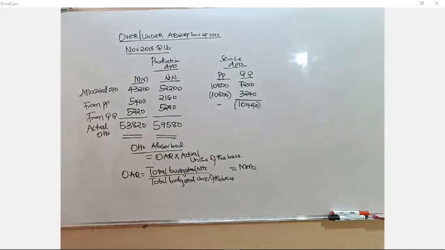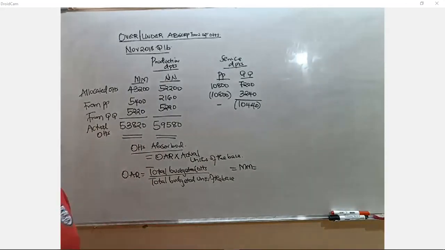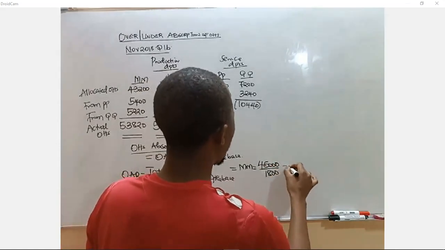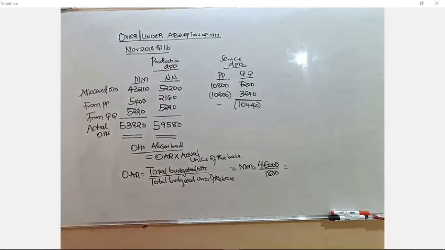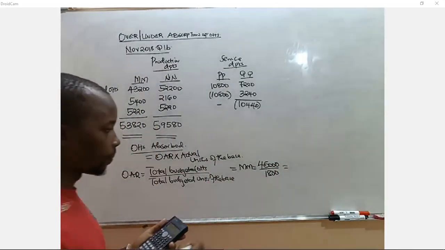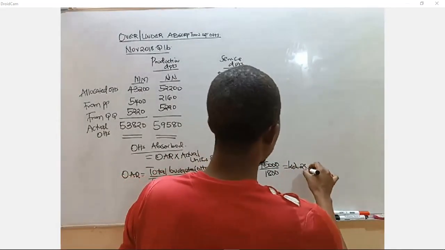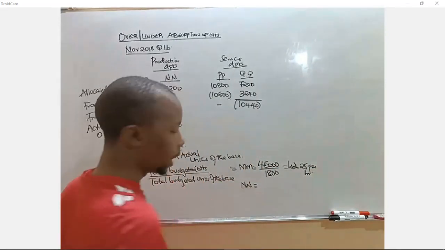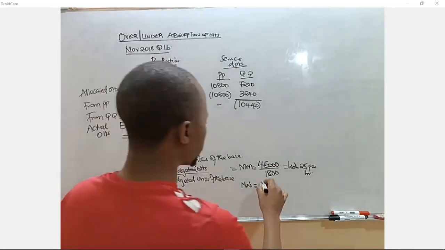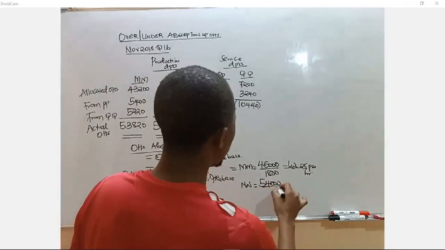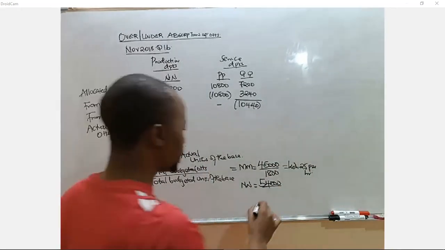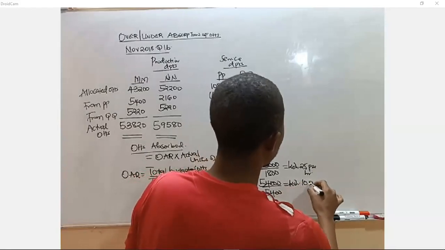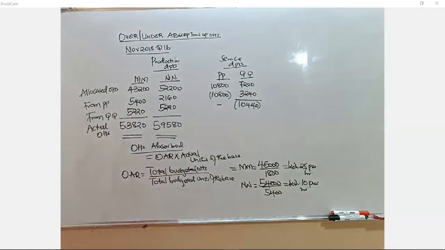For MM, we are using the labor hours in this case, right? We take 45,000 divided by 1,800. How much are we getting per hour? I get Kenya shillings 25 per hour. What about NN? We take 54,000 divided by the number of hours allocated, which is 5,400, and we get Kenya shillings 10 per hour. 10 per hour, right?